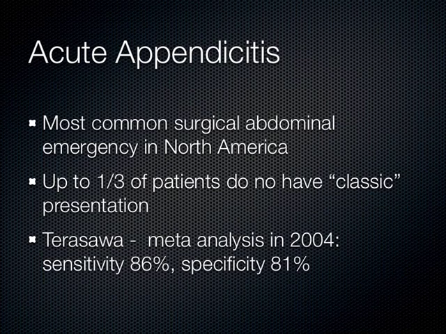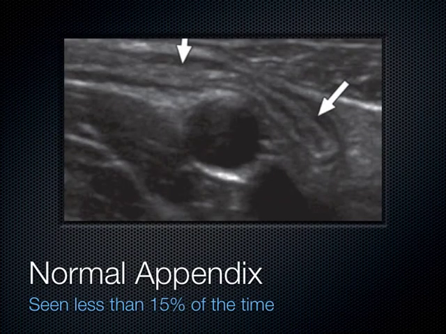Now, if we could get good with ultrasound, though, and see a true appendicitis on ultrasound, we could avoid the need for a CT scan, especially in a younger patient. The average age of somebody who gets appendicitis is 27 years old. Terasawa, the author, did a meta-analysis 6 years ago, back when the ultrasound machines weren't as good, and found that in the hands of radiology, ultrasound had a sensitivity of 86% and a specificity of 81%. And the reason for its low specificity is because we never see this on ultrasound.